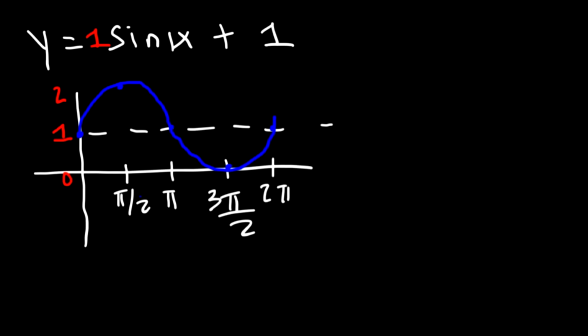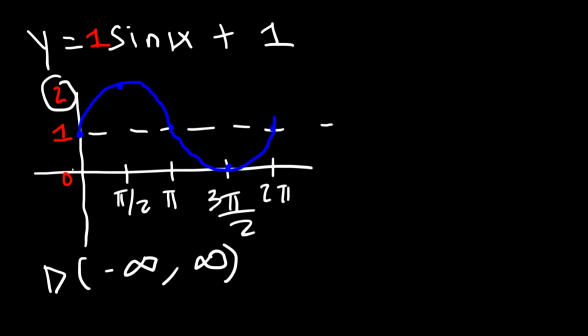By the way, if you need to find the domain and range of a sine function, for sine and cosine, the domain is going to be the same. It's negative infinity to infinity. There's no restrictions on the value of x. You can plug in anything. However, the y values have restrictions. The highest y value you can see on the graph is 2. The lowest y value is 0. So the range, which represents the y values, is from 0 to 2.